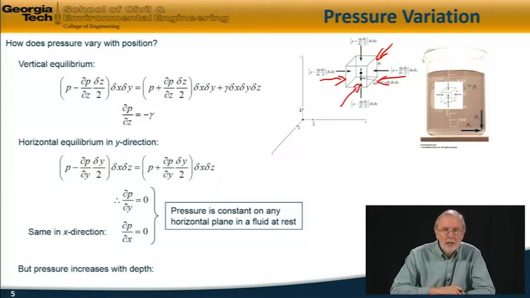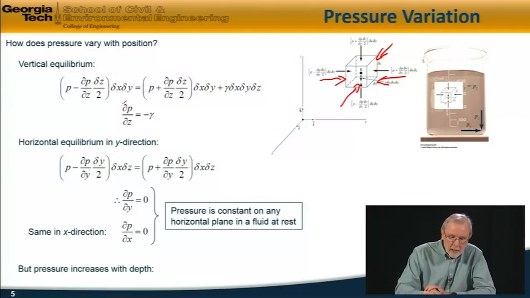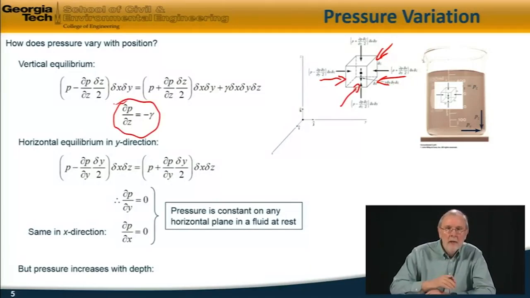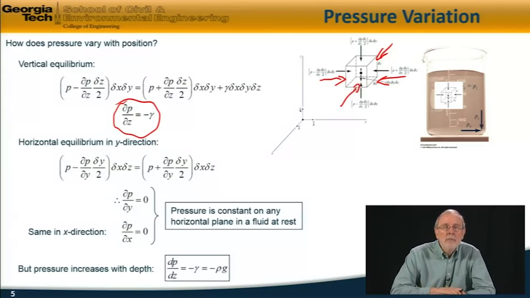The pressure does, however, vary vertically according to this equation here, which I can now simplify and replace the partial derivative by an ordinary derivative because pressure only depends on height, and that becomes dP by dz is equal to minus gamma, or minus rho times g, where rho is the fluid density.